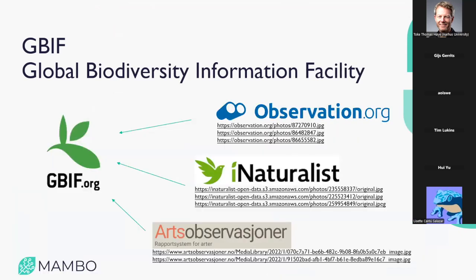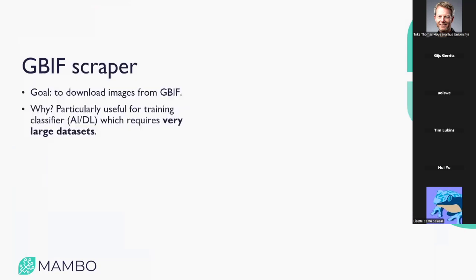Actually, GBIF is not hosting these images, but rather is an aggregation tool gathering all of these images from different platforms, such as iNaturalist or observation.org. And we would like to get all of these images using all of these URLs. So how do we do that?